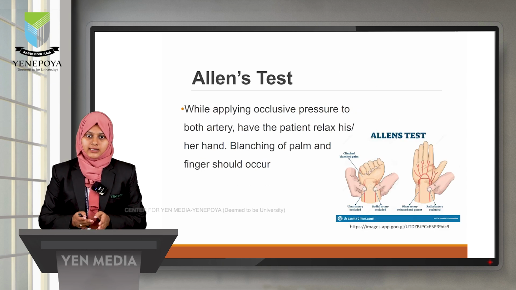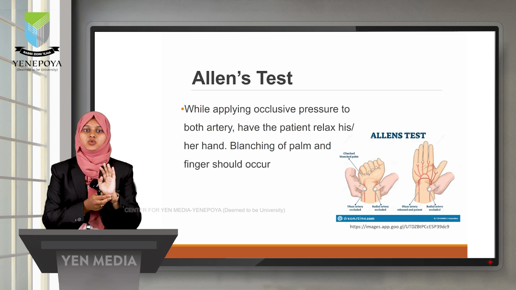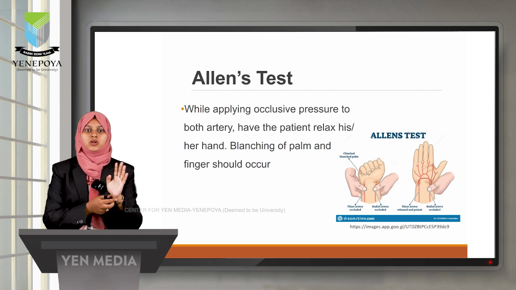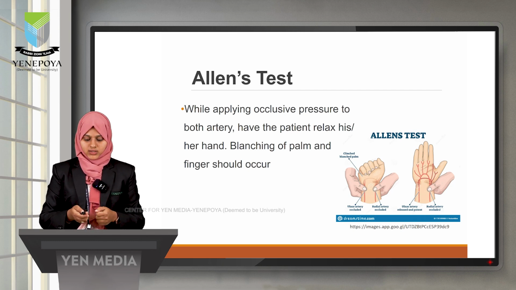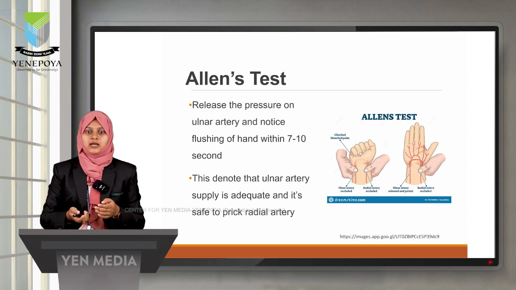So, before doing an arterial cannulation, we always need to do a test called Allen's test. The procedure: while applying occlusive pressure to both arteries, that is the radial artery as well as the ulnar artery, have the patient relax his or her hand. Blanching of the palm and fingers should occur. After occlusion, we release the pressure on the ulnar artery and notice the flushing of the hand within 7 to 10 seconds. It denotes that the ulnar artery supply is adequate and it is safe for pricking the radial artery. If the flush is not happening within 7 to 10 seconds, we should not go for radial artery cannulation.